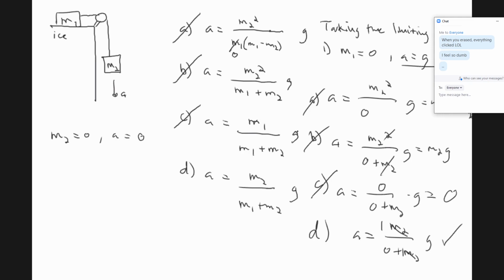Correct. So yes, you're right, Melody. In case 2, where M2 is equal to 0, acceleration is equal to 0, both A and B are still valid. The only one we end up canceling out is C. D is still valid as well. A, B, and D are still valid. But in case 1, it cancels out A, B, and C, leaving only D valid.